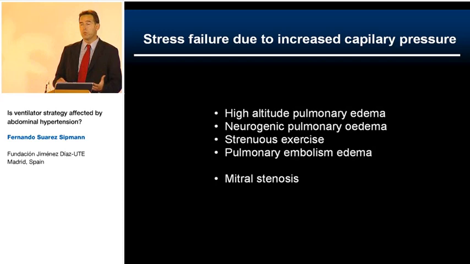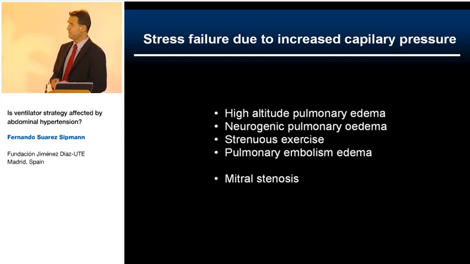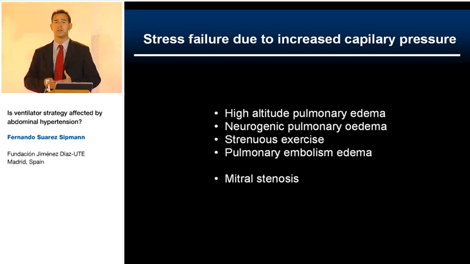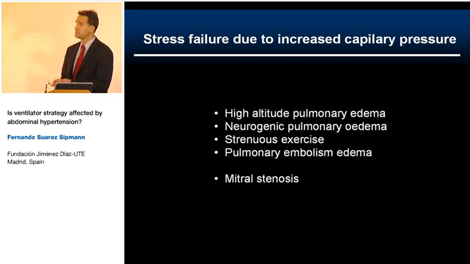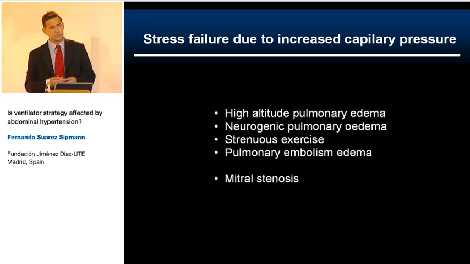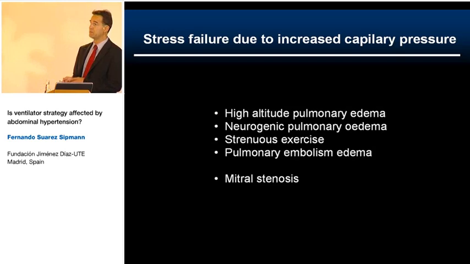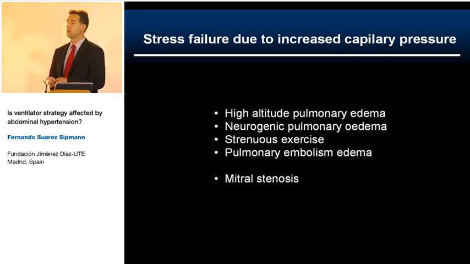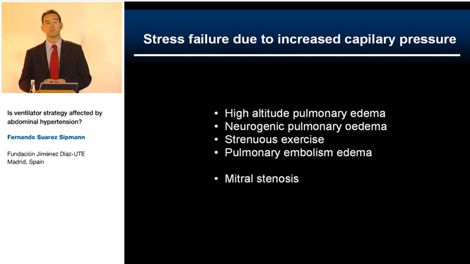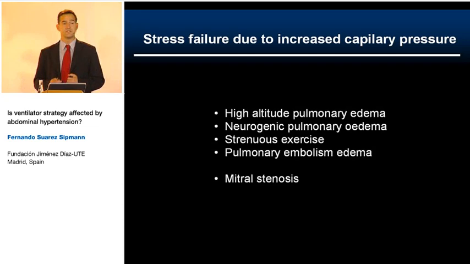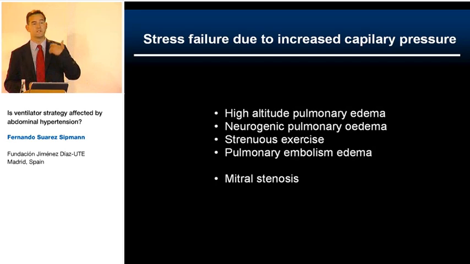A very easy way to understand how capillary stress failure is produced is by specific pathologies where we have stress failure in the absence of ventilation. What is common to all these processes is an increased pulmonary arterial pressure and increased pulmonary capillary pressure. We have the high altitude pulmonary edema, which is probably the most studied pathology. The not as well known neurologic pulmonary edema has also been described. It also occurs in athletes during strenuous exercise, who are submitted to capillary stress with hemoptysis and recovery of red blood cells in the BAL.